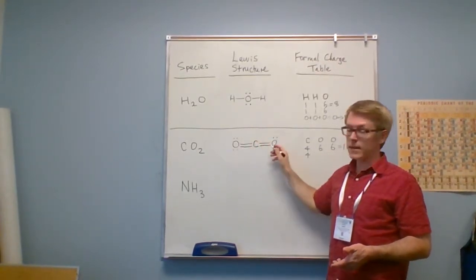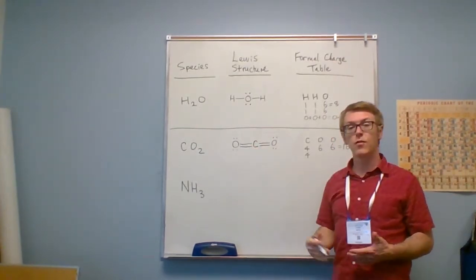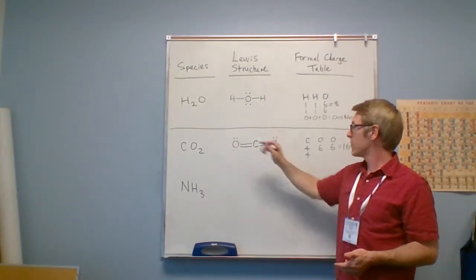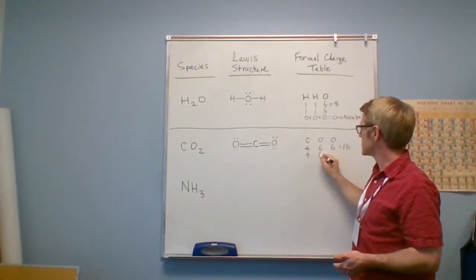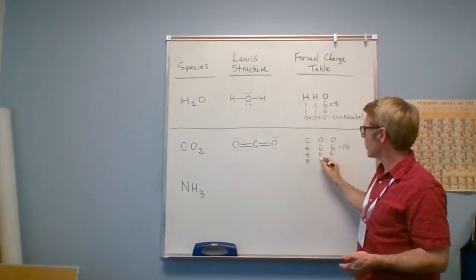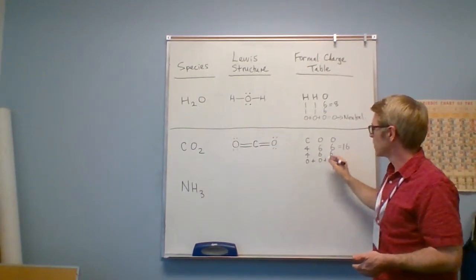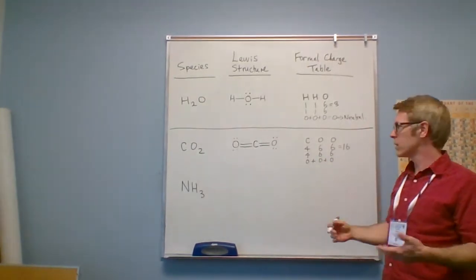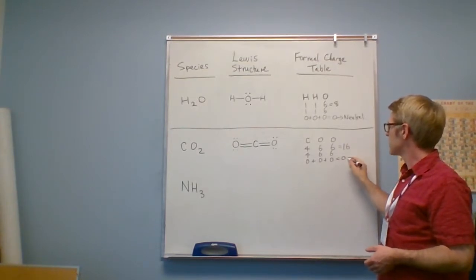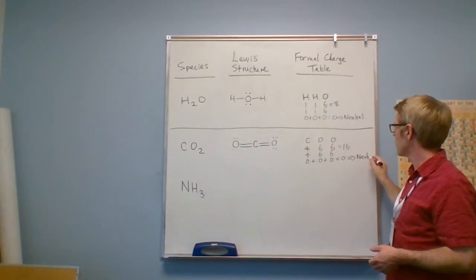The oxygens are identical, so let's look at one of them. Oxygen has 2 lines, that's 4 electrons. 50% of 4 is 2. Plus you have 4 dots, so that's 6. And the top number minus the bottom number is the formal charge. So 0 formal charges, we know that CO2 is stable. And the sum of the formal charges is 0, so we know that carbon dioxide is a neutral molecule.